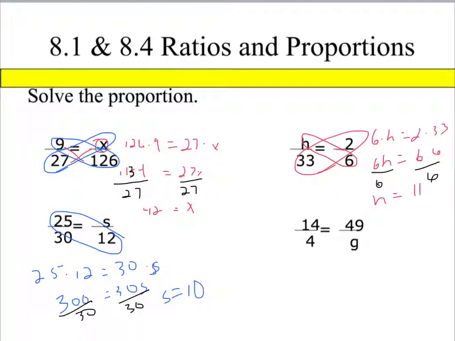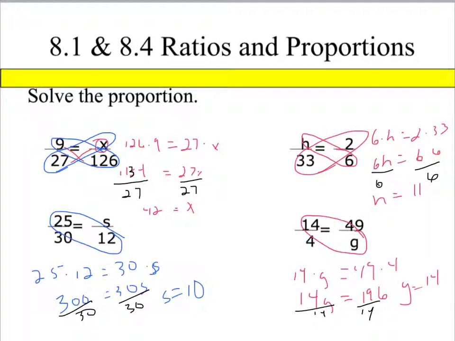Last but not least, we have 14/4 and 49 over g. Cross multiply, I take 14 times g, and that's going to equal 49 times 4. When you multiply all of this out, you get 14g equals 196, since 49 times 4 is 196. How do we solve for g then? We divide by 14, and g is going to equal 14.